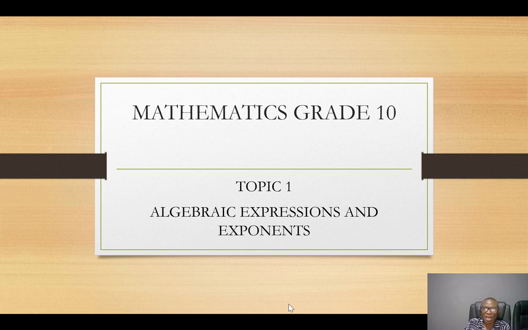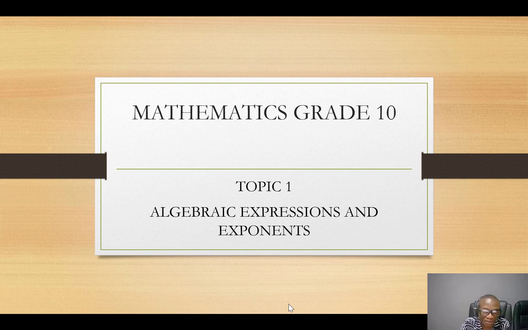We do maths. So in this topic, actually here I'm taking mathematics grade 10. So if you are doing grade 10, this should benefit you. We are going to look at algebraic expression and exponent.